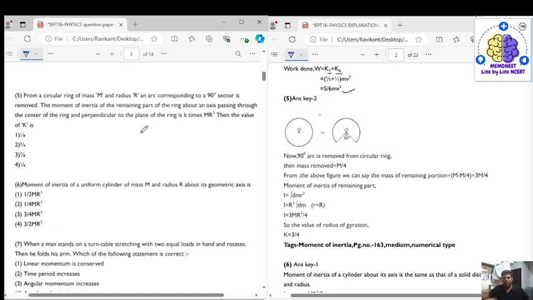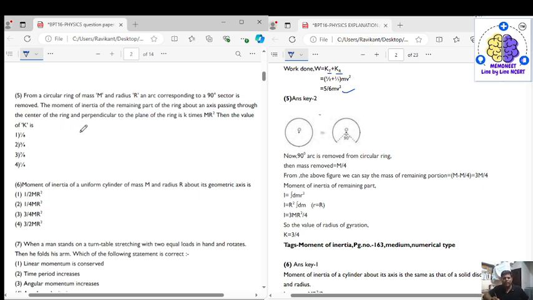Question number 5 says that from a circular ring of mass m and radius r, a sector corresponding to 90 degrees is removed. The moment of inertia of the remaining part of the ring about the axis passing through the center of the ring and perpendicular to the plane of the ring is k times m r square. Then the value of k is.